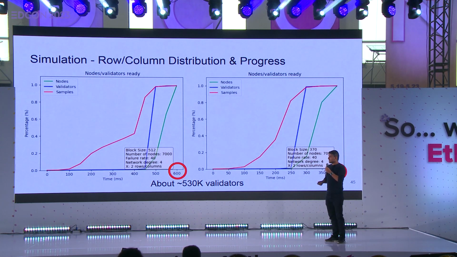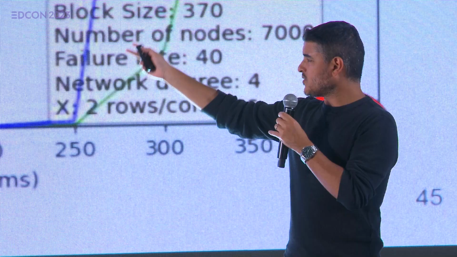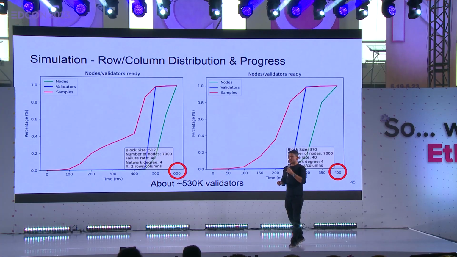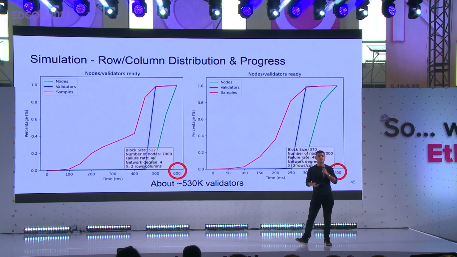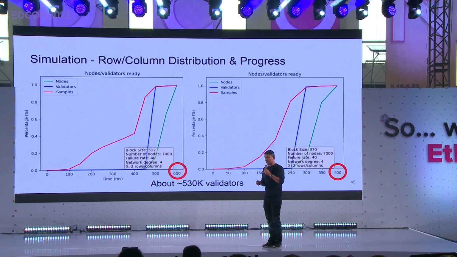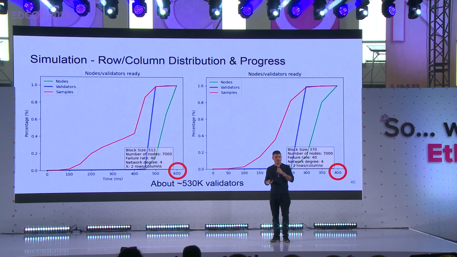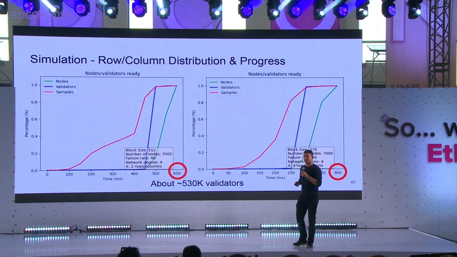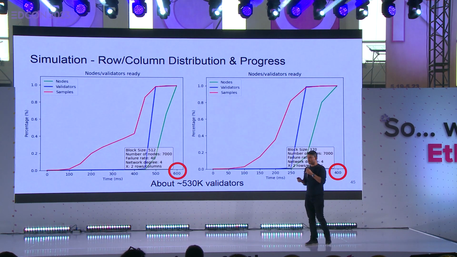If you notice, when we send the whole rows and columns, the block distribution finished at 600 milliseconds. If we only send half of it, then we finish at 400 milliseconds. So that's an improvement of 33% in time to availability for the block. Okay? So this is just to give you a few examples of the things that we are doing with this simulator. There are many more. And so if you're interested, again, please check out the repository and feel free to contact us.